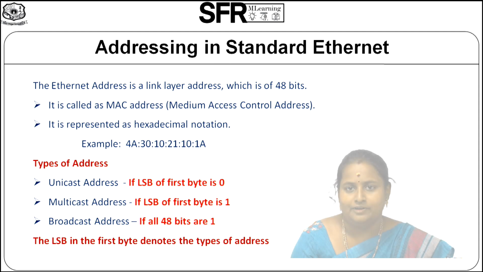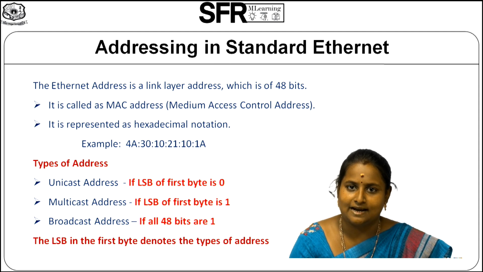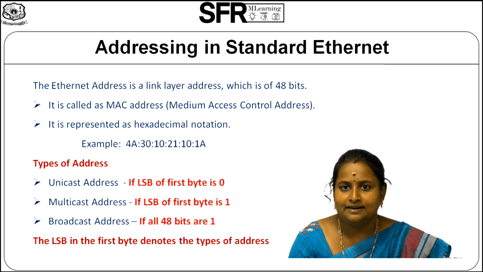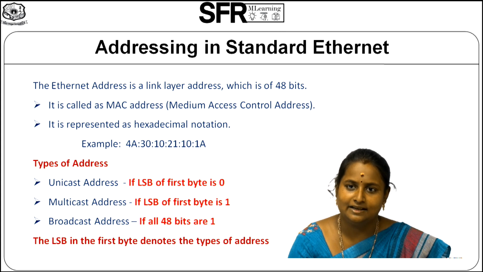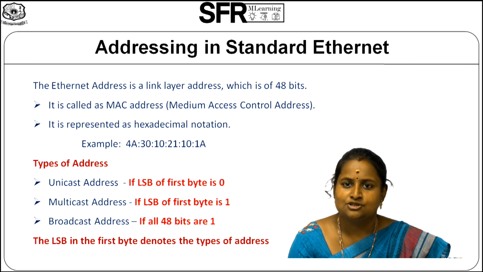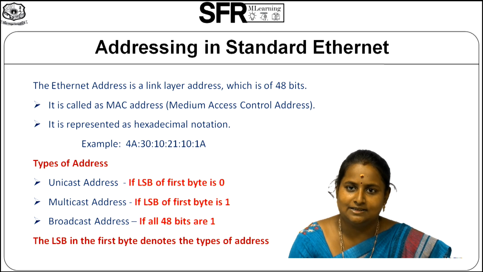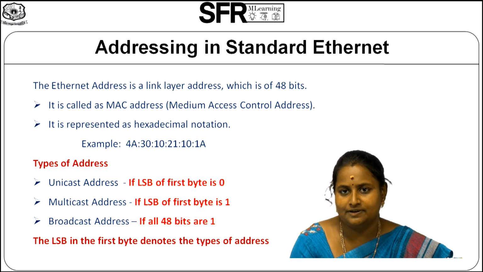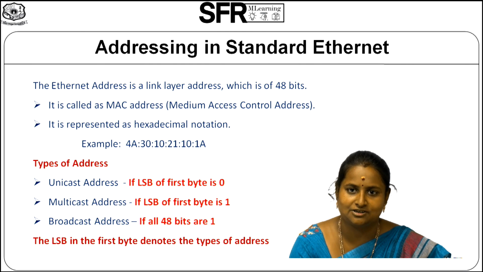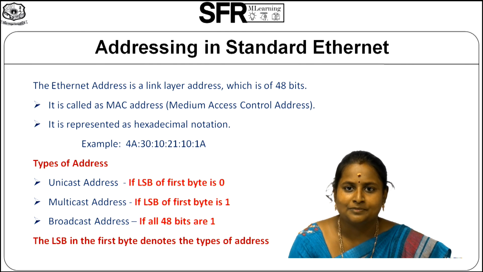And then we are going to move on to addressing in standard Ethernet. The Ethernet address, as I already said, is a link layer address. It is also called the MAC address, medium access control address. The address is represented in hexadecimal notation. As we saw in the frame format, the address field is 6 bytes. So, there are 6 parts, each separated by a colon. Each byte will contain the hexadecimal notation. So, for example, 4A colon 30 colon 10 colon 21 colon 10 colon 1A.